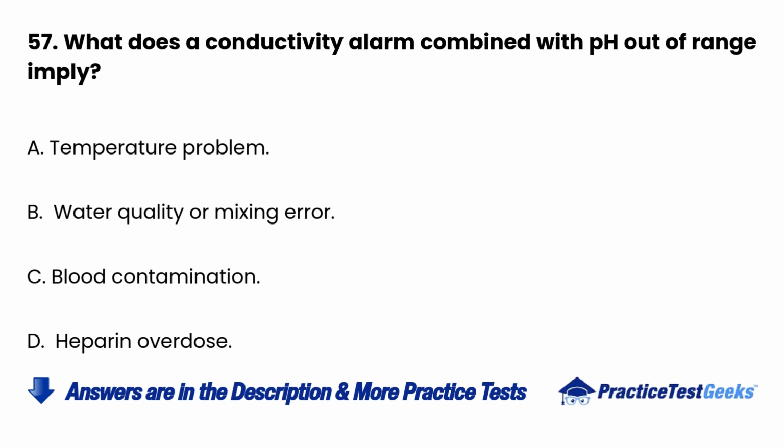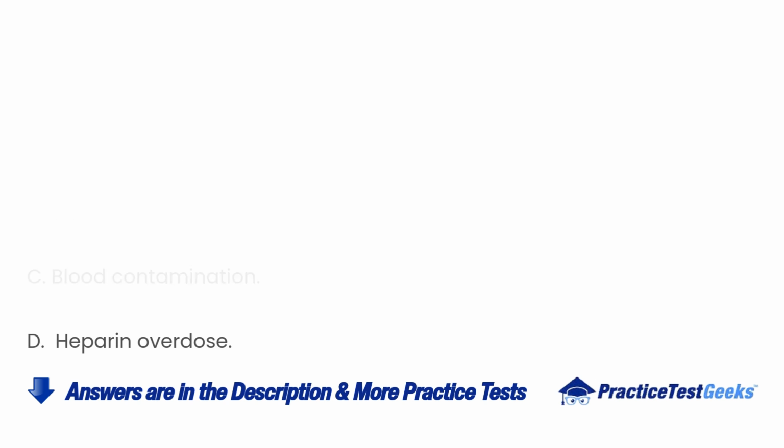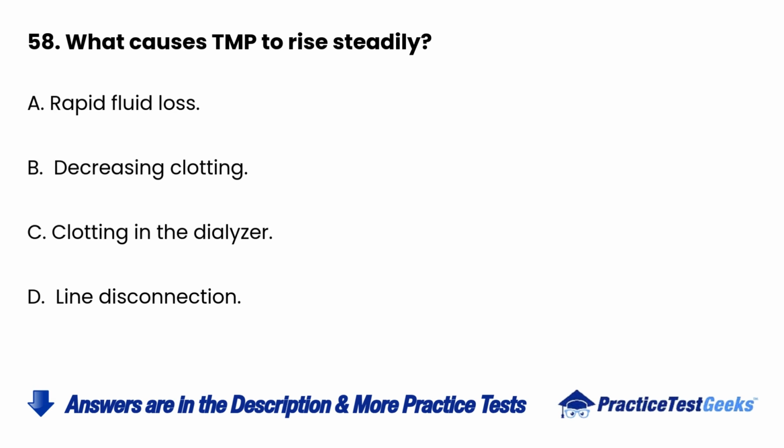A. Temperature problem. B. Water quality or mixing error. C. Blood contamination. D. Heparin overdose. 58. What causes TMP to rise steadily? A. Rapid fluid loss. B. Decreasing clotting. C. Clotting in the dialyzer.